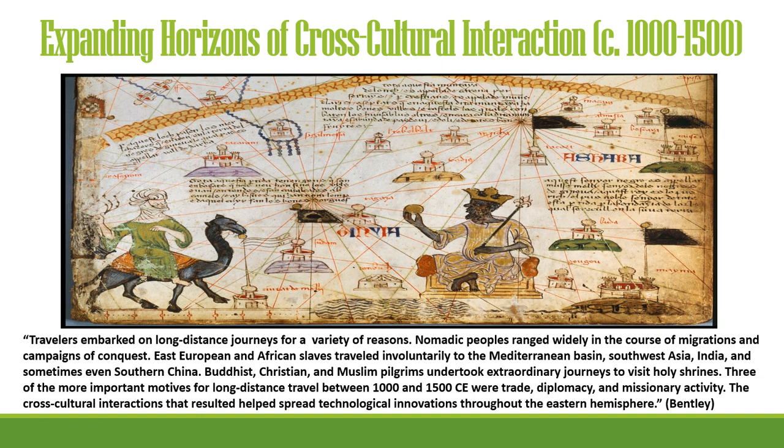Travelers embarked on long distance journeys for a variety of reasons. We're talking about roughly 1000 to 1500, it says at the top. Nomadic peoples range widely in the course of migration, so nomads, people who do move regularly, and campaigns of conquest. East European and African slaves traveled involuntarily to the Mediterranean basin, Southwest Asia, India, and sometimes even southern China. Buddhist, Christian, and Muslim pilgrims undertook extraordinary journeys to visit holy shrines.